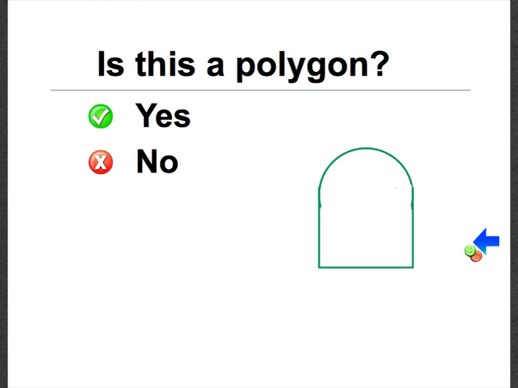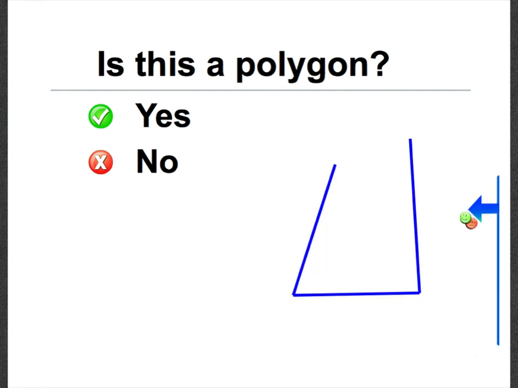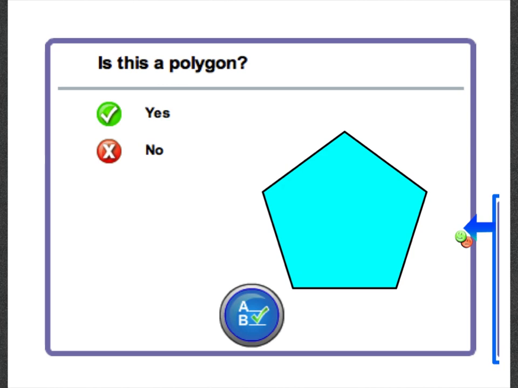Is this a polygon? No, this is not a polygon because it has this rounded edge here. So that is not a polygon. Is this a polygon? No, because it has this open space right here. So that makes it not a polygon.